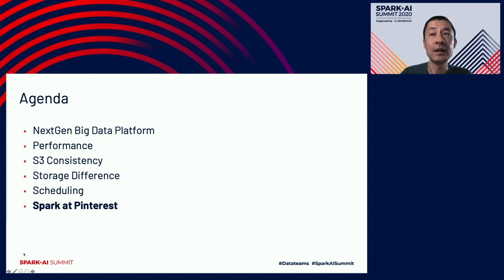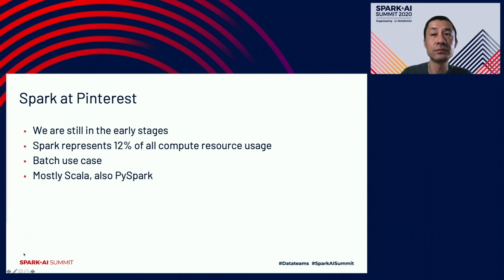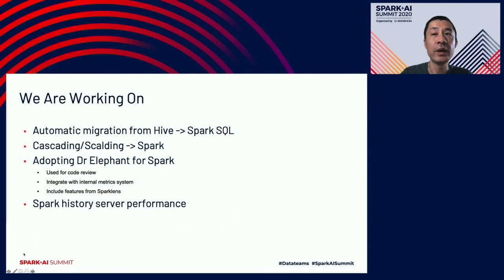Before we end the talk, I have another 2 slides to show the current status of Spark adoption inside Pinterest. We are still in an early stage. Among all load of Hadoop cluster, Spark represents 12% of total vCore usage. We have a few Spark streaming use cases, but mostly it is for batch processing. We are actively migrating our Hive workload to Spark SQL. In the meantime, we are looking at ways to migrate our Cascading Scalding jobs to Spark.